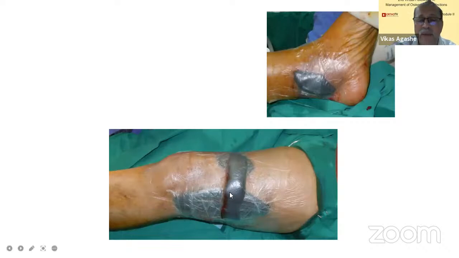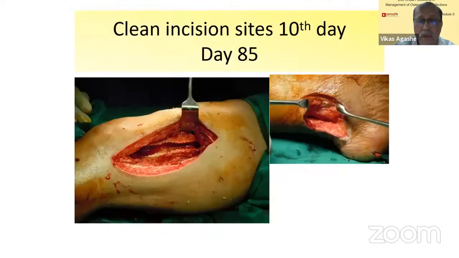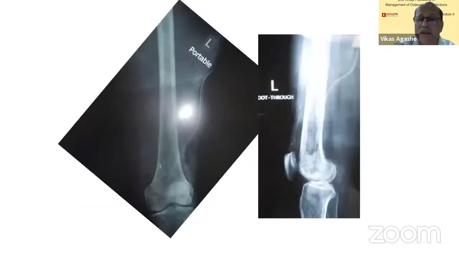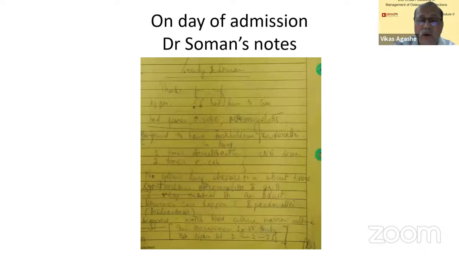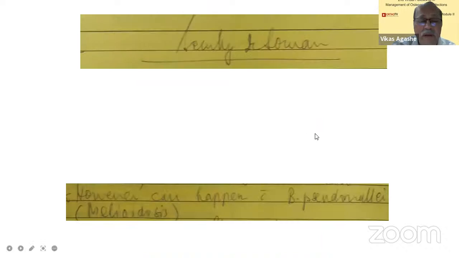Here you can see we have used a bridge VAC. And this is the 85th day. He came to us on the 75th day. On the 85th day, a very clean wound. Patient has settled very well. This is the shape of the window. And these are Dr. Suman's notes on day one. Patient has multifocal involvement, high fever, and this can happen.